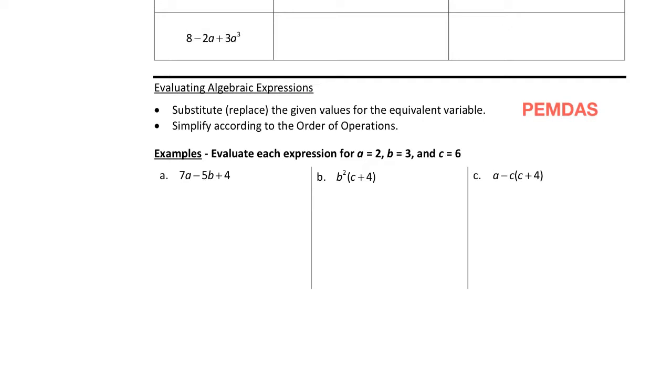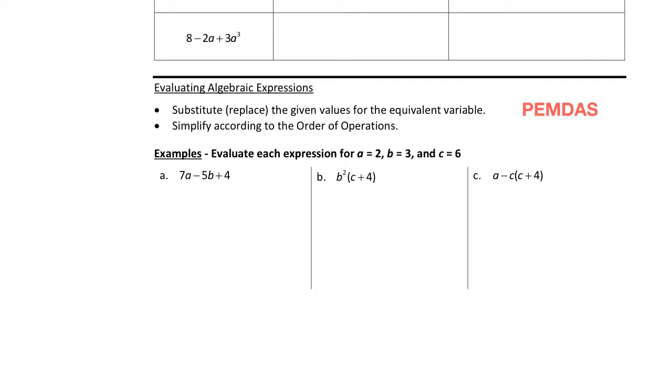Most of you should be familiar with the order of operations by now, where the P stands for anything in parentheses or any grouping symbols. The E stands for exponents. M and D stand for multiplication and division. Those should be grouped together. One is not more important than the other. Same thing for addition and subtraction. Those should be grouped together. This tells you the order you should simplify any expression.